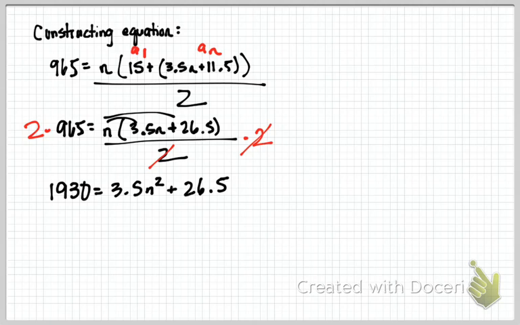All right, this is looking like Frank's class. There's an n there, thank you. What is this? This is a quadratic, right? We want to keep the n in there, but we need to set this equal to 0. So it'll be 0 equals 3.5 n squared plus 26.5 n minus 1930.